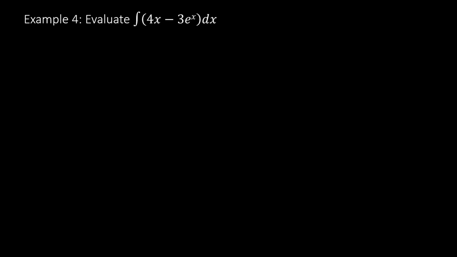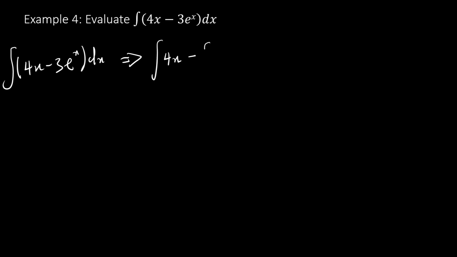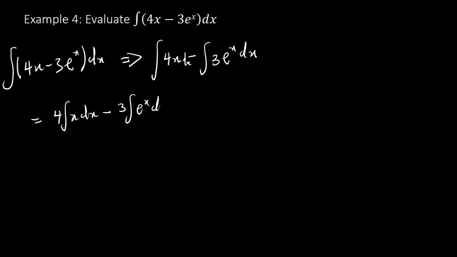This is the last example you are going to be looking at. The question states: evaluate the integral of 4x minus 3 exponential x dx. Just like we did in the previous example, if you write this as 4x minus 3 e to the power of x dx, we can split it into the integral of 4x minus the integral of 3 exponential of x dx. And to bring out the constants, we have 4 times the integral of x dx minus 3 times the integral of e^x dx.